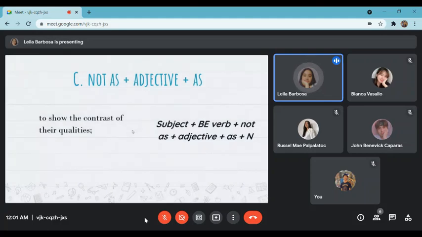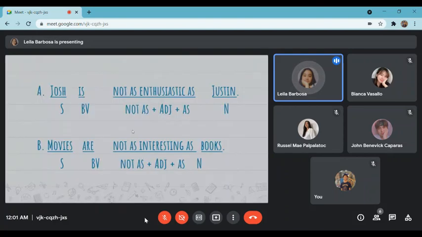That leads us to our third comparative form, which is not as plus adjective plus as. This is used to show the contrast of their qualities. So in the phrase, the movie adaptation is not as thrilling as the book version, there is a comparison showing the difference between the movie adaptation and the book version. To show the contrast of their qualities, the not as plus adjective plus as pattern is used, following the sentence structure: subject plus be verb plus not as plus adjective plus as plus noun. So here are other examples. Who would like to read letter A?